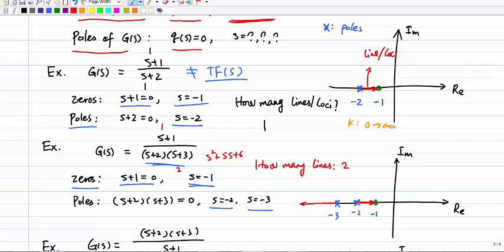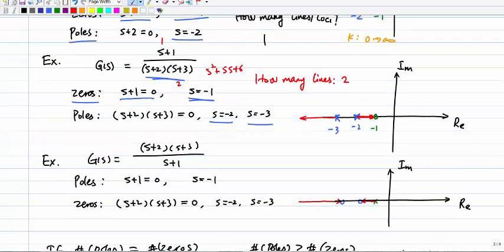One of them is just from here to here. The other one goes from here to negative infinity. I'll talk later on about why this is the case. What it says is you go from the pole to zeros. This guy also goes from pole to zeros. You can sort of consider zero as infinity.